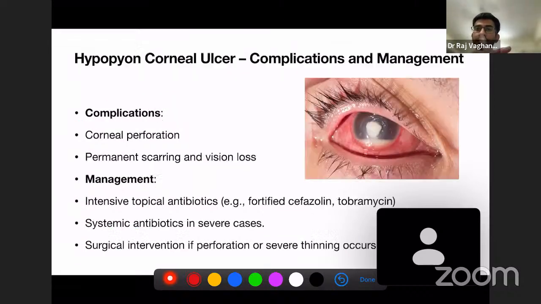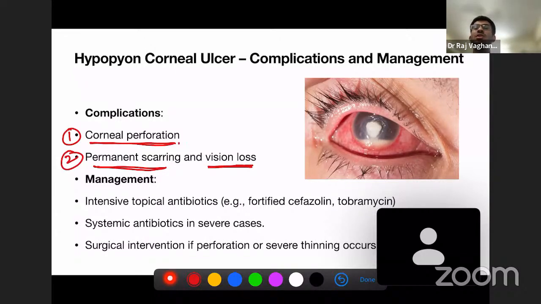Okay. Now, what are the complications and management of this disease? So the complications will include corneal perforation, and second, permanent scarring and vision loss. Permanent scarring and vision loss and corneal perforation. So these are the two complications that you could face after developing hypopyon corneal ulcer. Okay, the cornea can perforate and the pus can come out of your cornea.